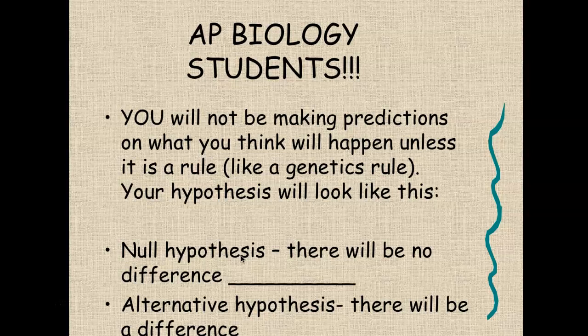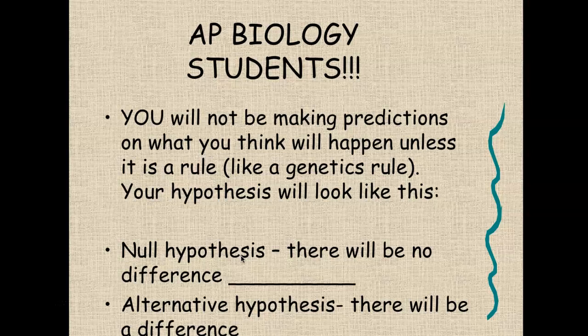So let me give you an example. Let's say I have brine shrimp, and the question I want to answer is, what type of water will make brine shrimp eggs hatch best? My null hypothesis is there will be no difference between the water treatments. So if I have just regular tap water, 1% salt and 2% salt, my null hypothesis is that I will see no significant difference between the hatching rates in those 3 petri dishes. My alternative hypothesis is there will be a difference in hatching rate.